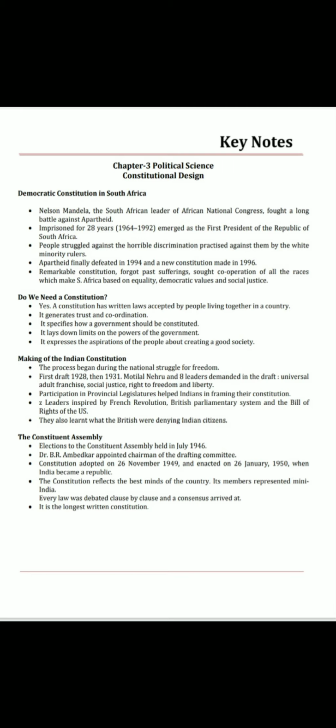In this class, from now onwards, we are going to start with the revision of your SST for your upcoming examination, that is your half-yearly examination. Before starting with the revision, I would like you all to know the scheme that will be followed in your upcoming half-yearly examination.